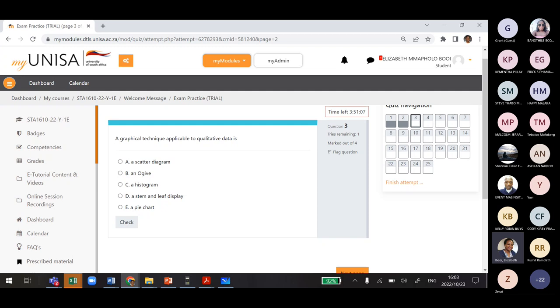A graphical technique applicable to qualitative data is: A, a scatter plot; B, an OGIF; C, a histogram; D, a stem and leaf display; E, a pie chart. Remember, this is categorical data, which is qualitative data.